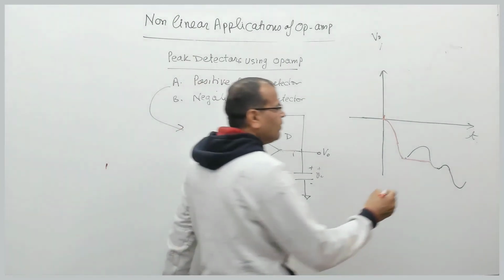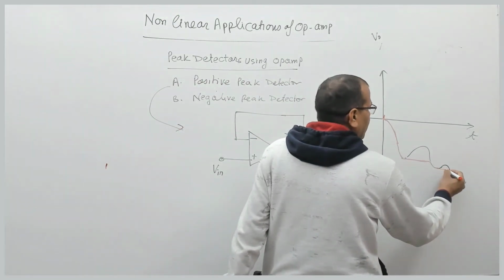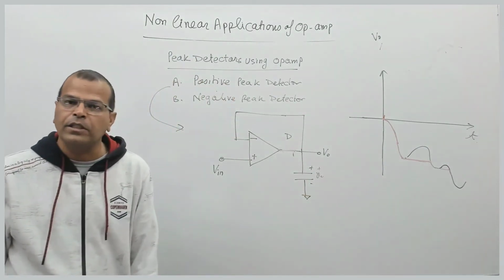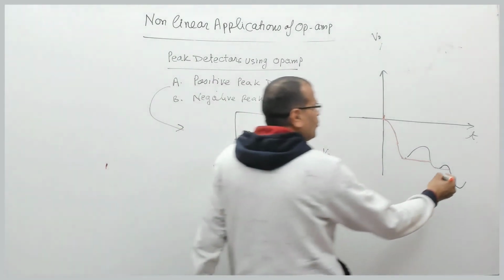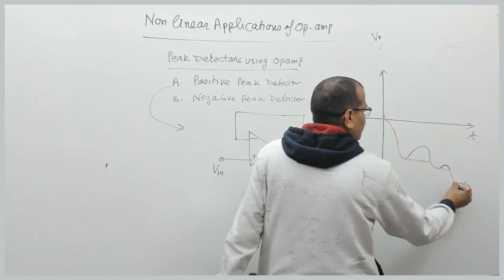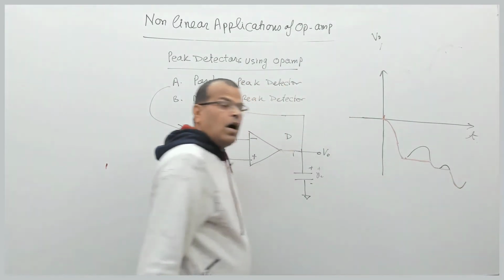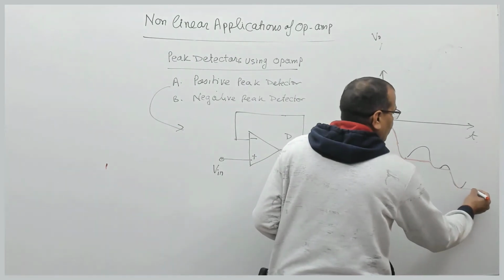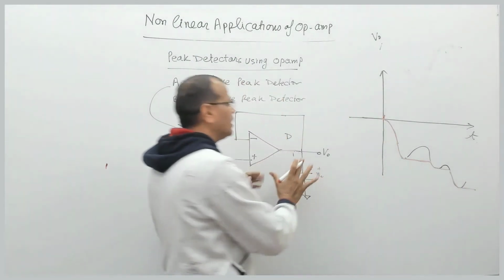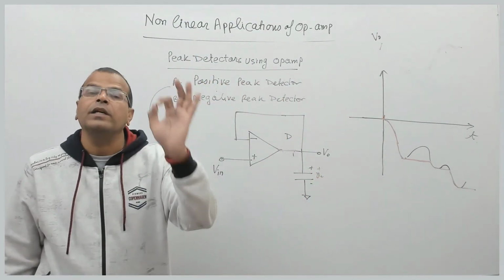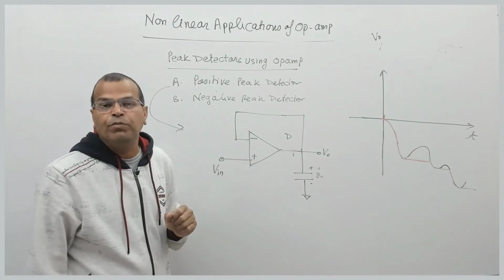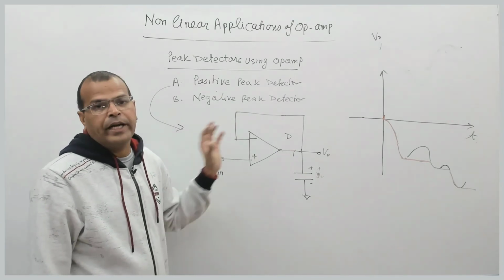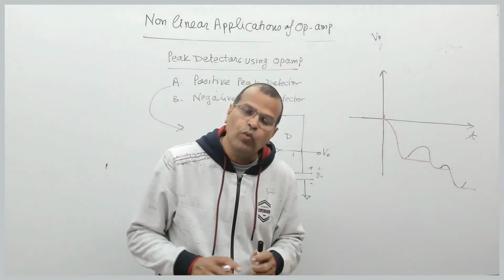Again at the next peak value, your diode is reverse biased and the output is nothing but the voltage across the capacitor. Again when the input voltage becomes more negative, the output follows the input. Again when the input voltage starts falling, the capacitor holds the value. So this circuit detects the last negative peak value of the input voltage. That is how the negative peak detector works.